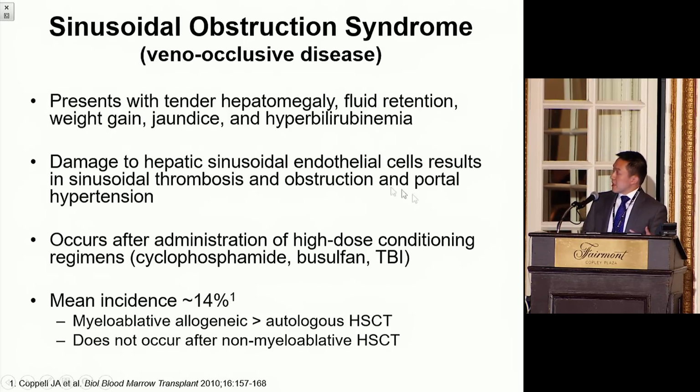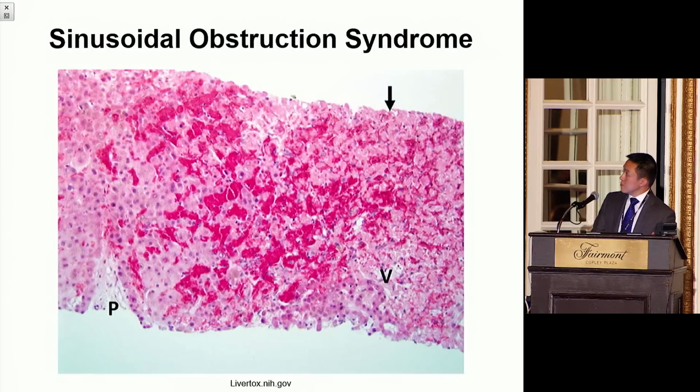This typically occurs, again, after patients receive high-dose conditioning regimens with high doses of chemotherapy or total body radiation therapy. And this is rather interesting because if you look at patients who don't receive the high doses of conditioning therapy, they typically don't develop this condition. So there seems to be some correlation between the aggressiveness of the conditioning regimen and the development of this condition. This is a liver biopsy showing what sinusoidal obstruction syndrome looks like. You can see here that the sinusoids are congested and obstructed.